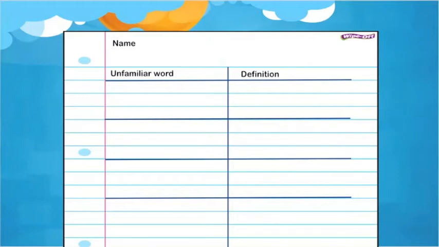Here's what your paper should look like. Notice that the holes are on the left. Your name should be at the top left. The paper is divided down the middle with the words unfamiliar word on the left and the word definition on the right. I've also included some lines to separate the different sections of my chart. This will help me keep my work tidy and organized. I'll give you a few seconds to set your paper up.